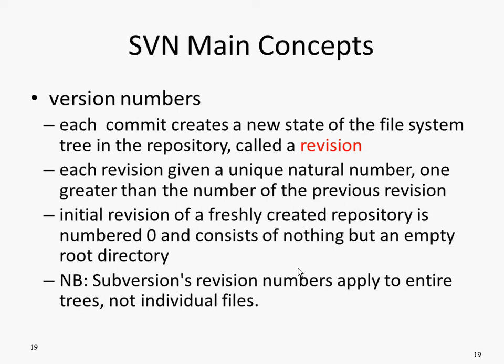So I noted that version numbers were present. Each commit creates a new state of the file system of the whole repository. Okay. And I want to emphasize these are revision numbers. When I check something in, conceptually there's a state of the entire repository that's created. And it's that state of the whole repository that this revision number refers to. It's not a version of the file. Okay? It's not a version of this particular file. It's a version of the whole repository. So I check in 3 files. There's a version of the repository created.